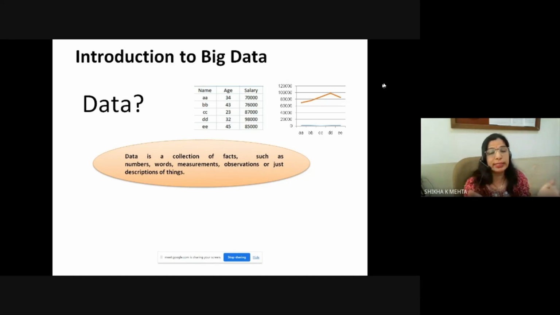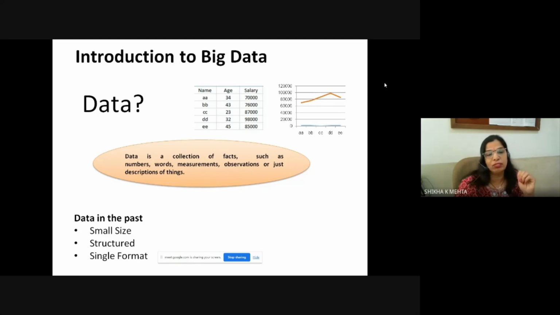So what is the difference between the data that we have today and the data we had in the past? When we were talking about the data in the past, it was small in size, structured, and had a single format. For that small data, basic statistical techniques were used to process it, and we were able to derive insights from it.